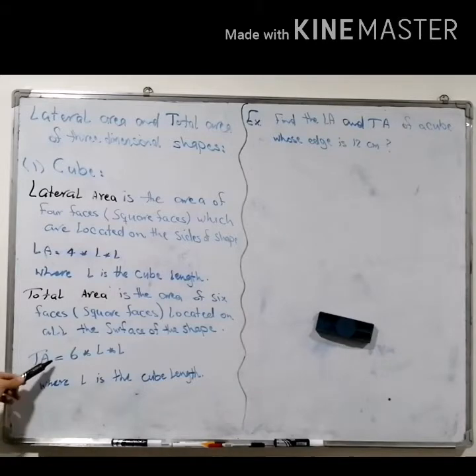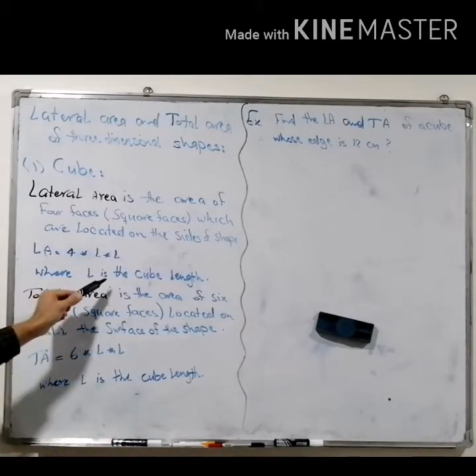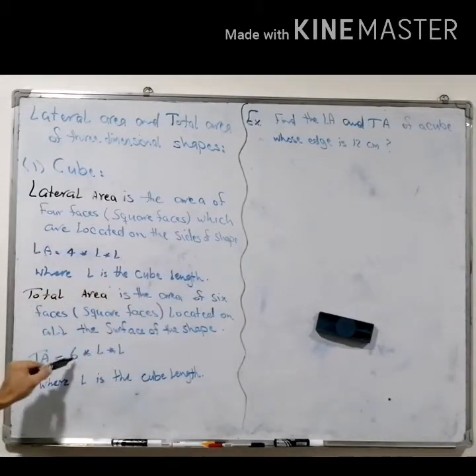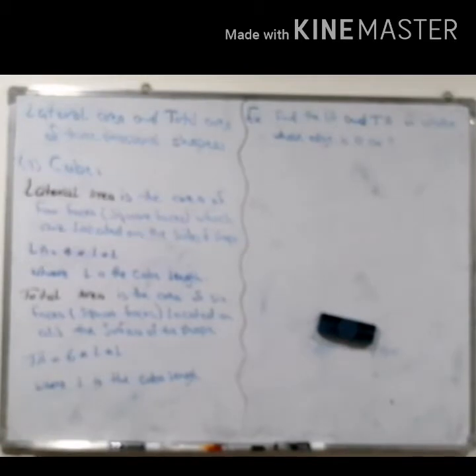The law of total area is 6, since these faces are 6, so 6 by L by L. Also L is the length of the cube edge.